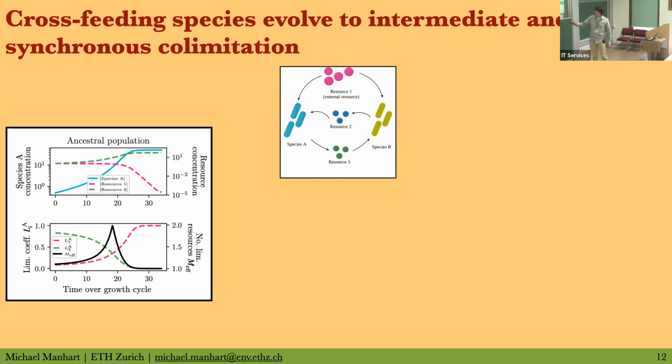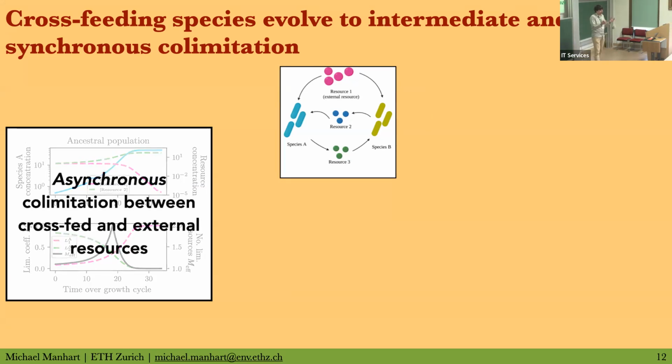But then over the time of this growth cycle, there's a switch. You start building up the supply of the cross-fed resource, so it becomes less limiting, and you start running out of the external resource, so that becomes more limiting. So now the limitation state switches between the two. But overall, over one of these whole growth cycles, it's still kind of co-limited, because you're limited for both things, but not at the same time. So I would call this co-limitation, but it's asynchronous. It's happening at these two different times.